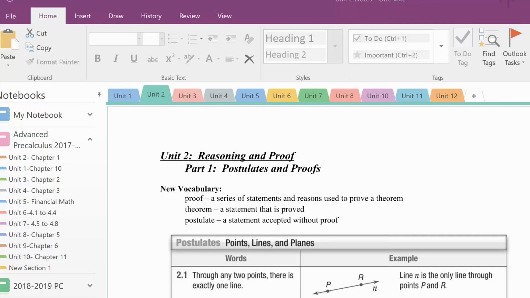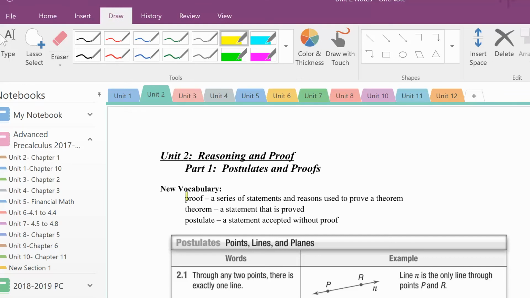Welcome to tonight's video, starting Unit 2, Part 1. We'll start talking about postulates and proofs. Those are terms you're going to hear a lot about in geometry. The definition of a proof is a series of statements and reasons used to prove a theorem.